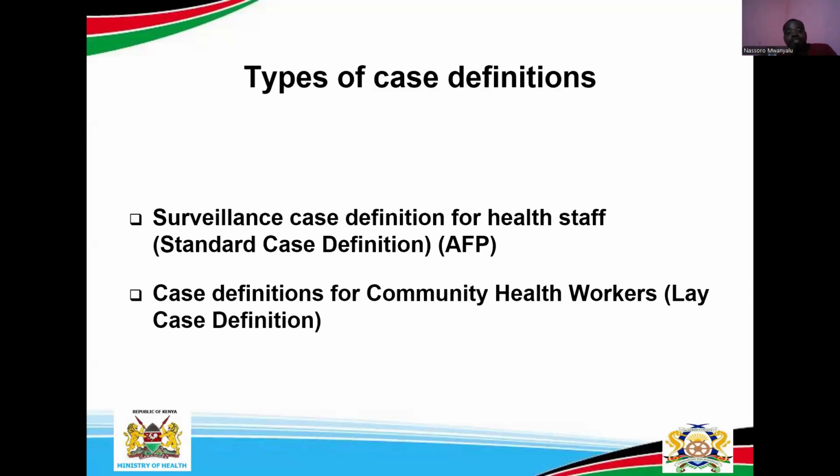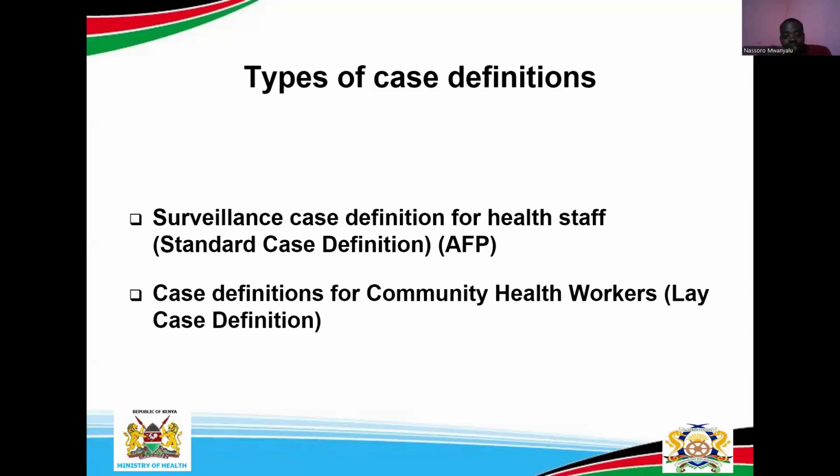So for the types of case definitions, we have the surveillance case definitions for healthcare workers, like I've said, the standard case definition. For example, for AFP, that is acute flaccid paralysis, we talk of any child below 15 years presenting with a sudden onset of weakness of the limbs. So that's a standard case definition that cuts across the entire region.